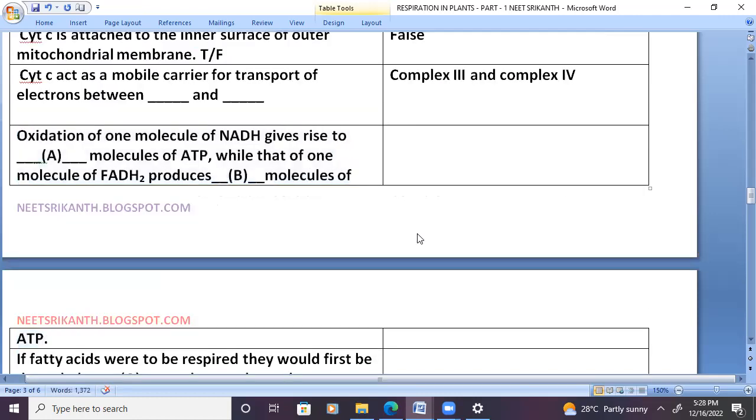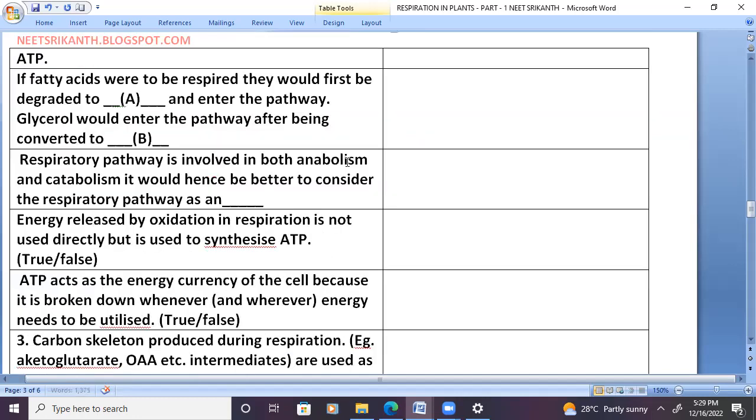Oxidation of one molecule of NADH gives rise to 3 molecules of ATP, while that of one molecule of FADH2 produces 2 molecules of ATP.